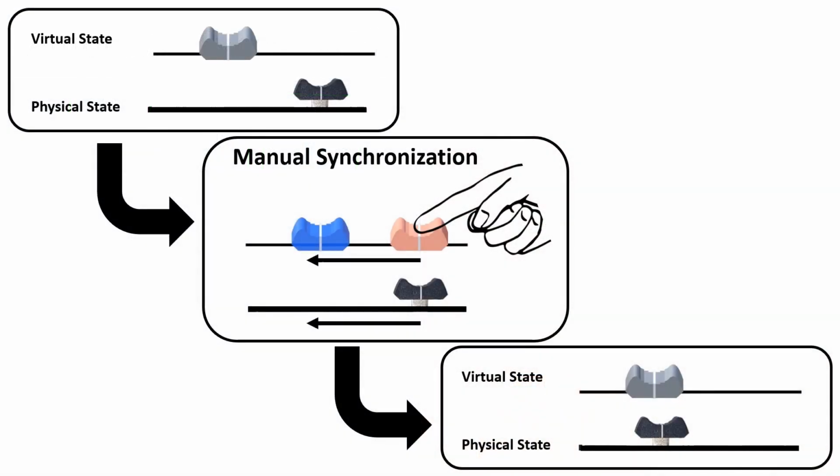In the manual synchronization method, the user is shown both a physical and virtual state of the controls. The state of the physical control is shown in orange and the target state is shown in blue. Once the physical state has been matched to the target virtual state, the virtual and physical controls are linked. Then the user can operate the control as normal.